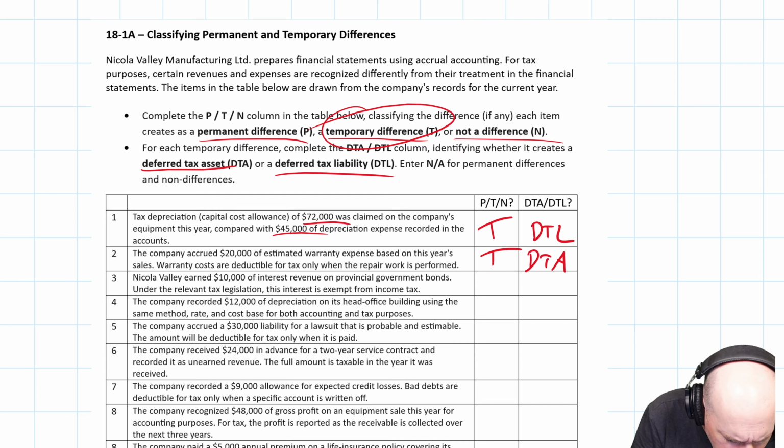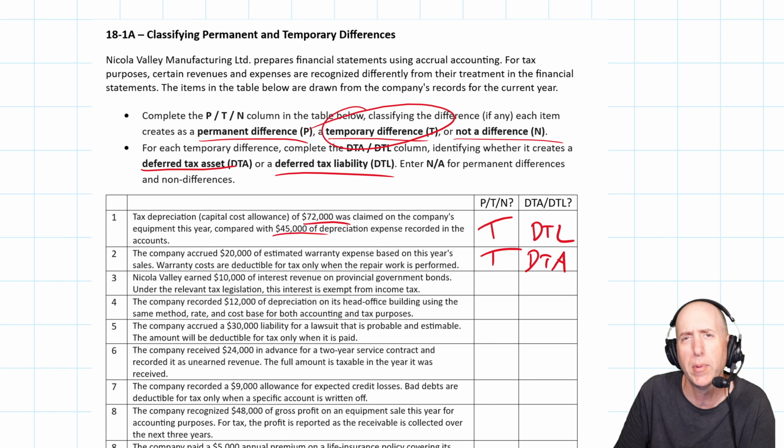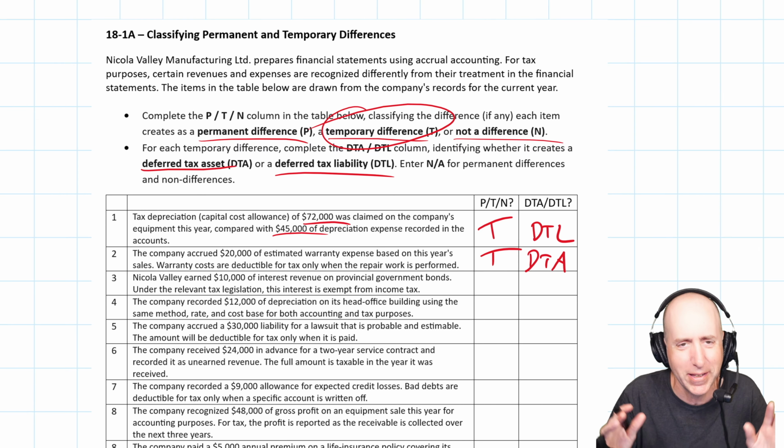Nicola Valley earned $10,000 of interest revenue on provincial government bonds. These map onto municipal bonds in the U.S.